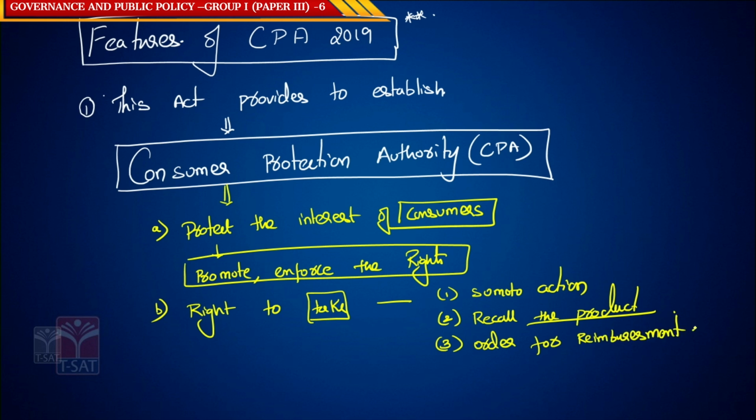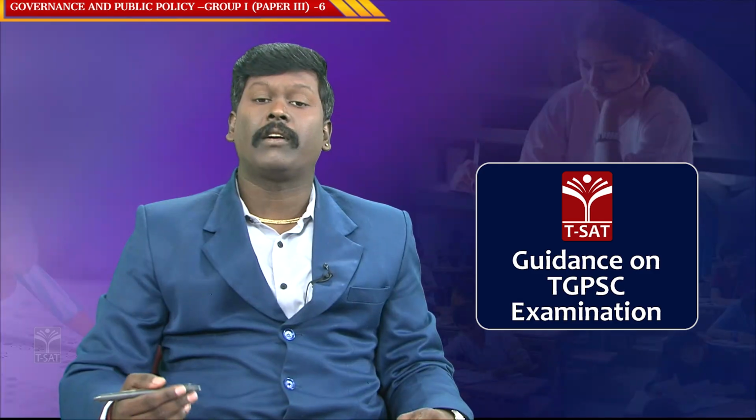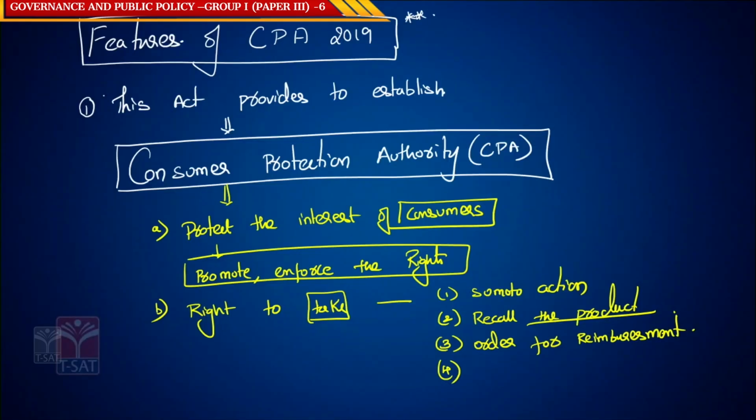The third one is that it can order reimbursement. Whenever there is any good which is not proper, it can not only ask the manufacturer to recall it, but also direct the manufacturer to reimburse the amount, the consideration. So it can also order the reimbursement. The next one is that it can cancel the license. Very important: it has all the powers to cancel the license of the manufacturer.